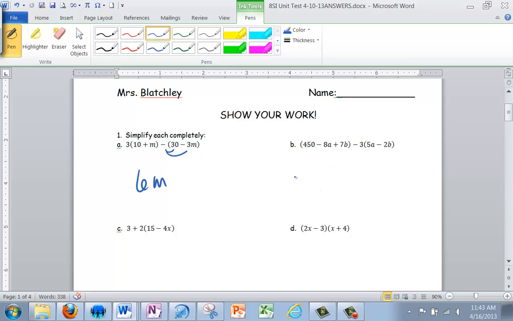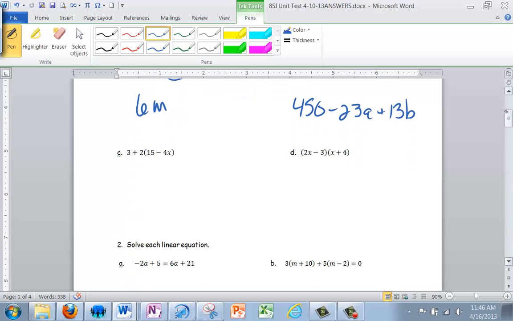Letter B, the correct answer is 450 minus 23A plus 13B. And hang on a second. Okay, so we're back here, continuing on with your correct answers. Letter C is 33 minus 8x. Letter D is 2x squared plus 5x minus 12.